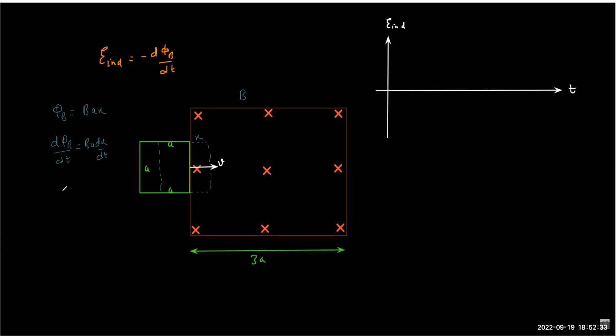The dx by dt is nothing but the velocity of the loop, isn't it? So we can say the modulus of induced EMF is going to be BAV. We only take the value and we decide the sign on our own. So you can clearly see the EMF induced is a constant quantity. It is not a variable quantity. It is BAV.